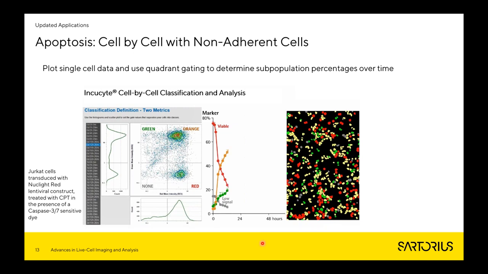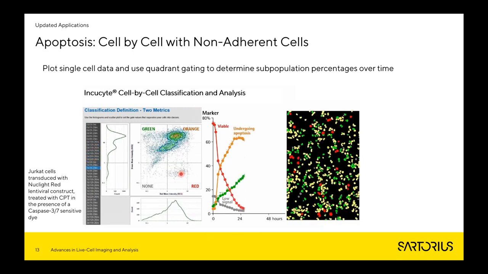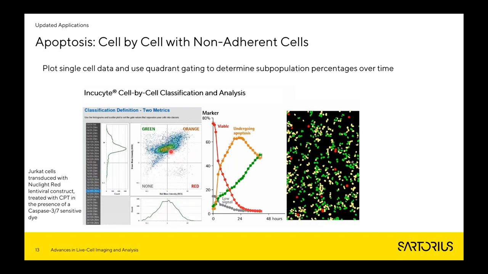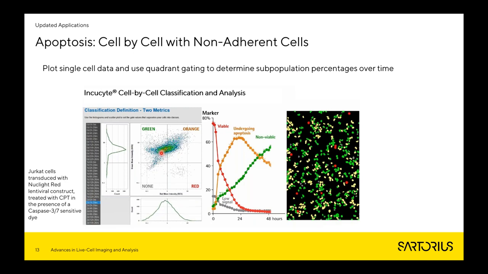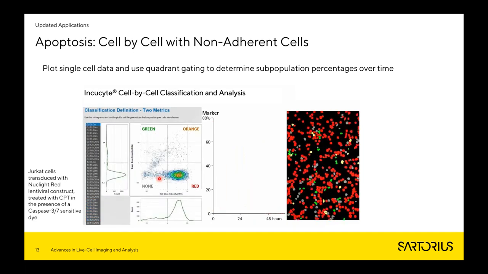So we can see quite early on in this assay, the cells lose viability, they move into the early apoptotic region, and then later on, around 2 days into the assay, the majority of cells then sit in that green only post-apoptotic quadrant.